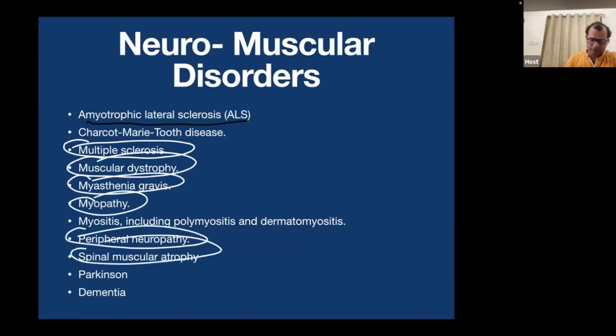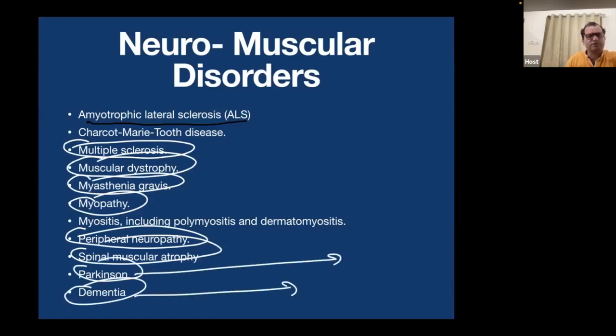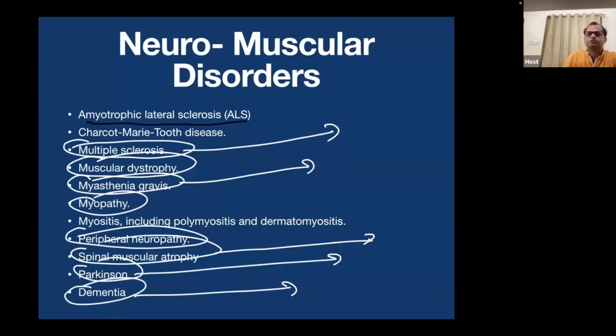Spinal muscular atrophy, Parkinson, dementia. A few diseases are very common, like dementia, like Parkinson, like muscular dystrophy, muscular atrophy, like myasthenia gravis, multiple sclerosis. But there is a list of diseases which come under the neuromuscular disorders, because the person is not able to walk properly, not able to move properly.